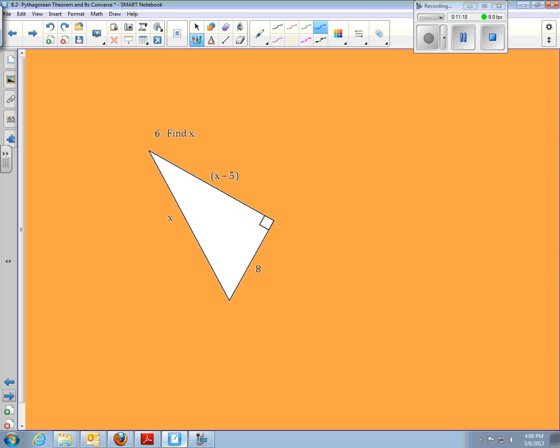All right, 6 gets us started out here. It says find x. Well, I can see here, there's an x, and there's an x. But we want to solve for that x. Let's get the problem set up. You guys can try it out for tomorrow. So my right angle, boom, right here. Right across from it is my hypotenuse. So that's x squared. My two legs, 8 squared plus x minus 5 squared.